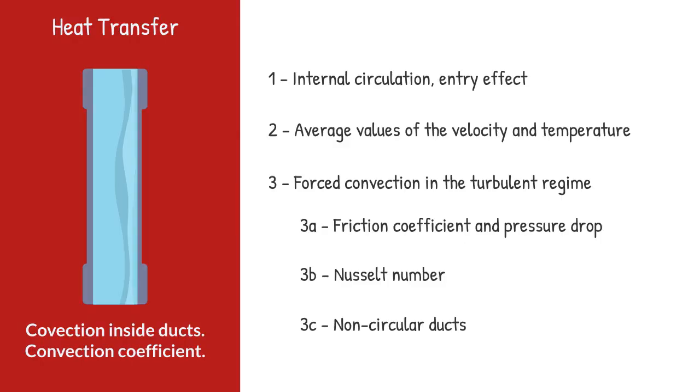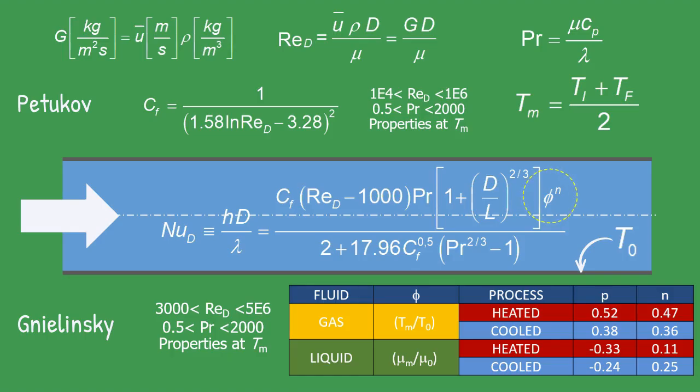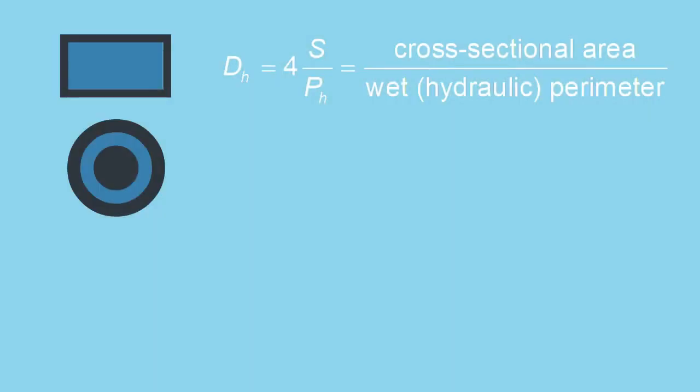Non-circular ducts. When the duct is not circular, can we still use the Gnielinski formula? Yes, but using the hydraulic diameter instead of the tube diameter, both for the calculation of the Reynolds number and for the calculation of the convection coefficient from the Nusselt number.